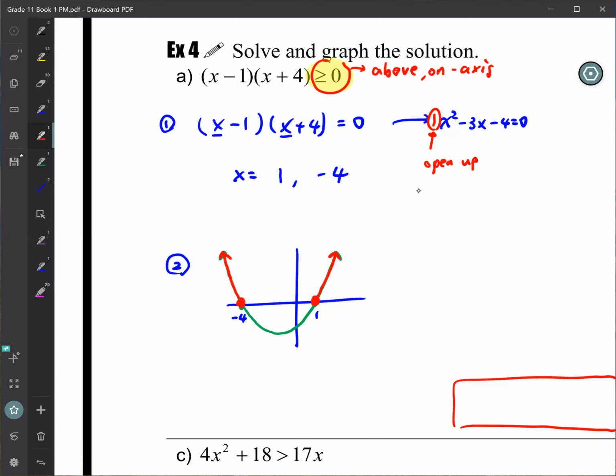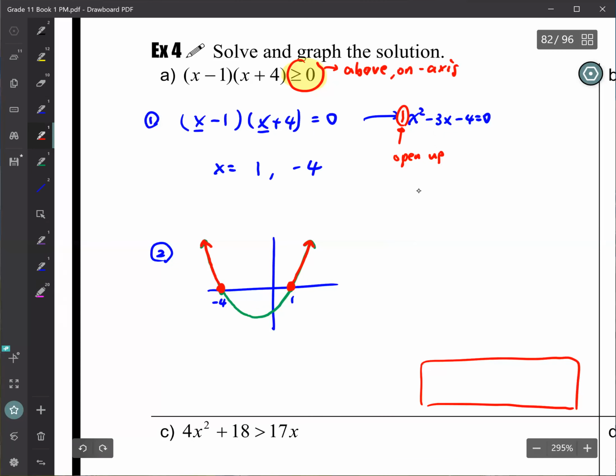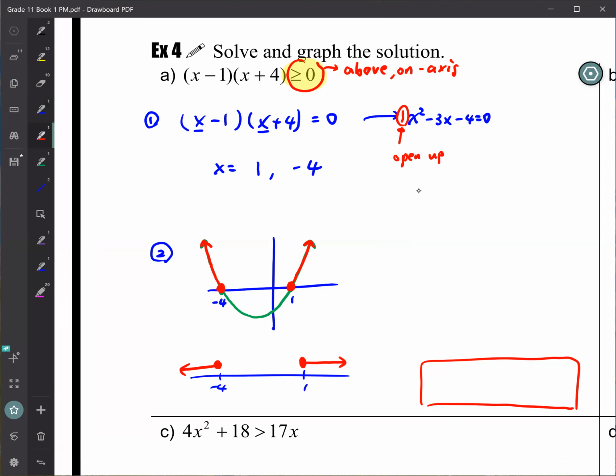Okay, we are almost done. How many of you finished? Okay, raise your hand. So far we have seven people, 8. Okay, so -4 and 1. Starting from 1 is pointing to the right, starting from -4 pointing to the left. We have 2 separate lines, so it means 2 answers.